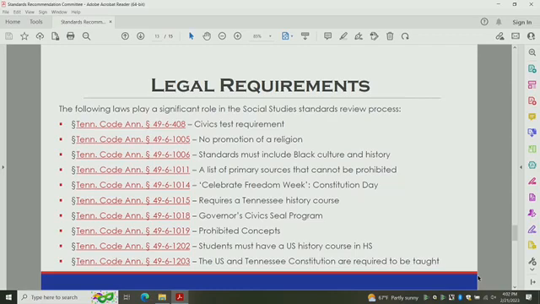The civics test requirement, the no promotion of religion. Standards must include black culture and history, a list of primary sources that cannot be prohibited, celebrate Freedom Week, requirements of Tennessee history courses, the Governor's Civic Seal, the Prohibited Concepts Act, the U.S. history course, and the U.S. and Tennessee constitutions are required to be taught. The same attention to detail that we gave last time will be given this time as well.